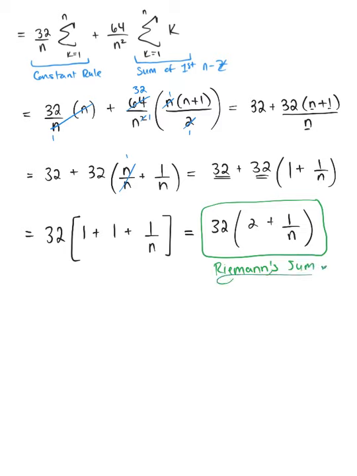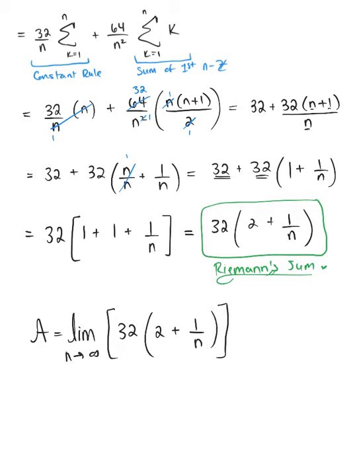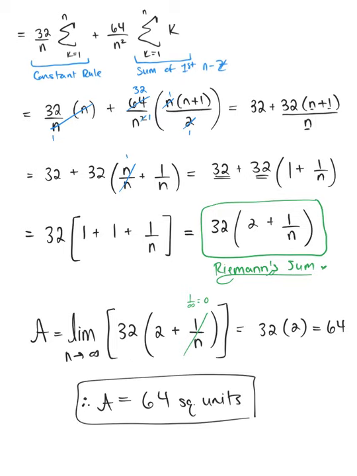And we've set ourselves up beautifully here to go ahead and apply the limiting process. So we can say that the area is the limit as n approaches infinity of 32 multiplied by 2 plus 1 over n. And we have that reciprocal here. We know that 1 over infinity goes to 0. So this leaves us with 32 multiplied by 2 for a beautiful final answer of 64. So therefore, the area is equal to 64 square units by Riemann's limiting process.